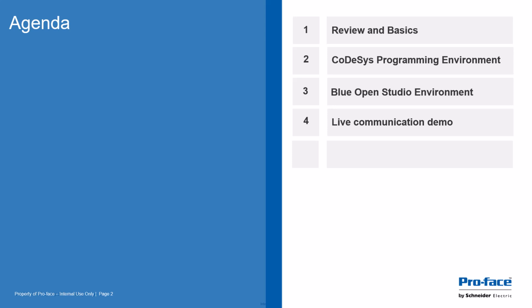Like the first two parts, the agenda is basically the same. We're going to do a little review about the basics. We're going to go into the CoDeSys environment and look at what I created in there to show this functionality and discuss that. And then we will go into the Blue Open Studio environment and do some things. And while all this is happening, this is basically all happening with live communications going on.